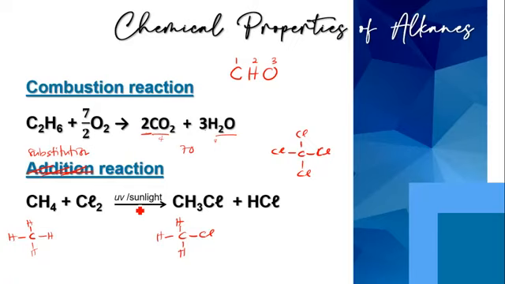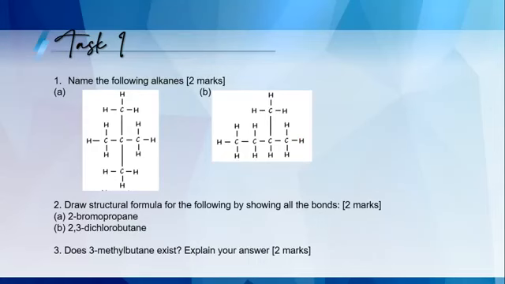So basically, this is the chemical properties of alkane, and we have already covered what you need to cover for alkane. So this is task number 1. As you can see from the instruction for your assignment, you have 3 tasks for this lesson. I put each task in between the lessons, so that it's easier for you to follow and easier to refer to when you want to find the answer.